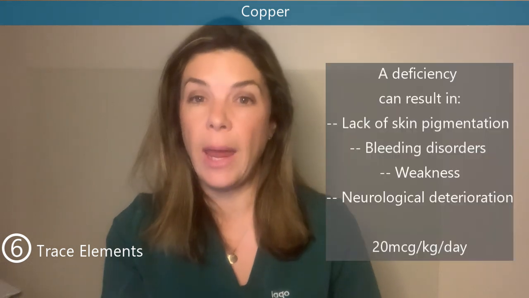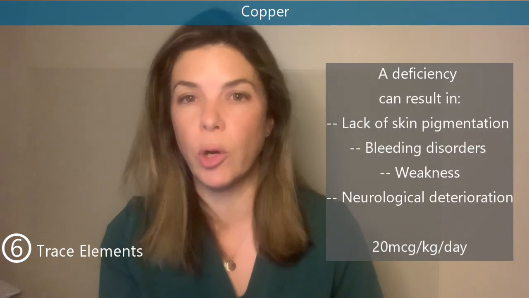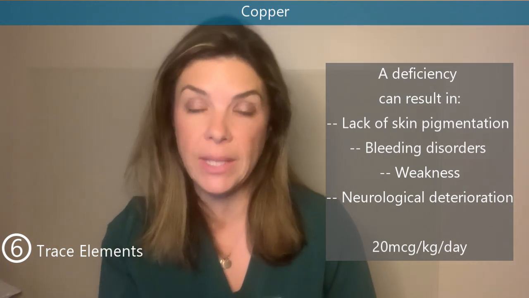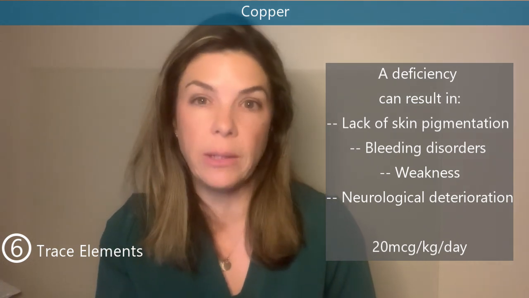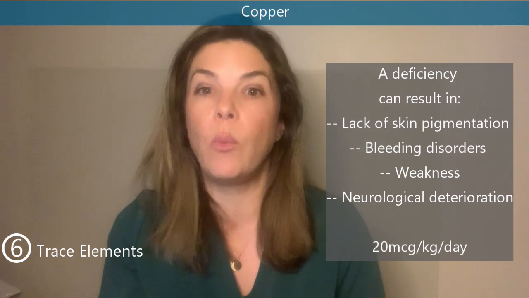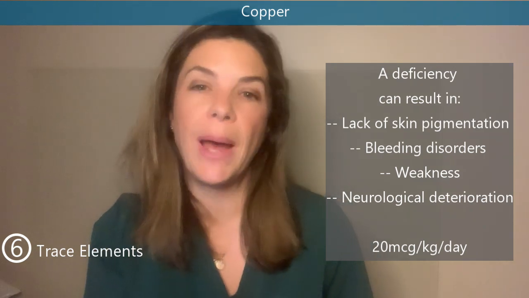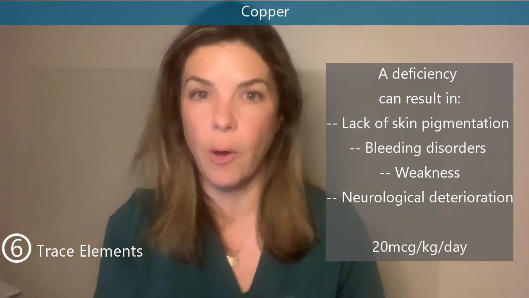Copper is involved in a whole bunch of different enzymes. And just like in Menkes disease, if you have a problem with copper metabolism or a copper deficiency, then you can end up with issues with skin pigmentation, with bleeding and clotting disorders, and ultimately with weakness and then severe neurological deterioration. Babies need about 20 micrograms per kilo per day of copper.